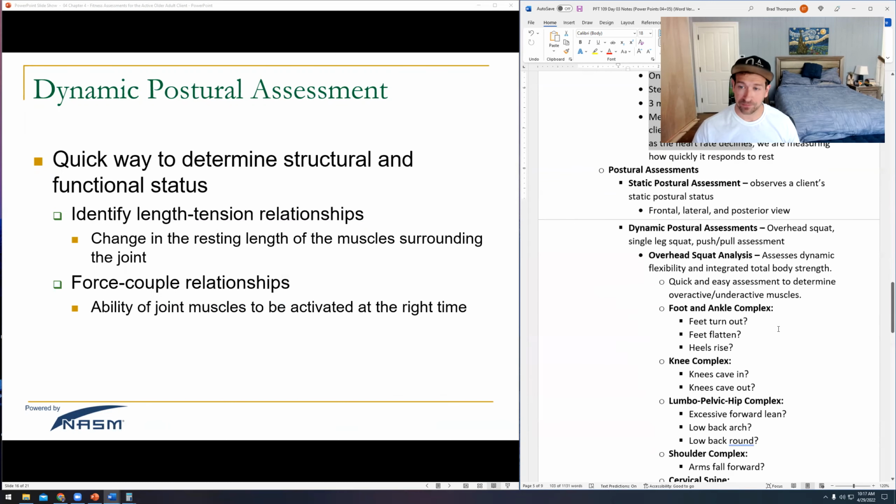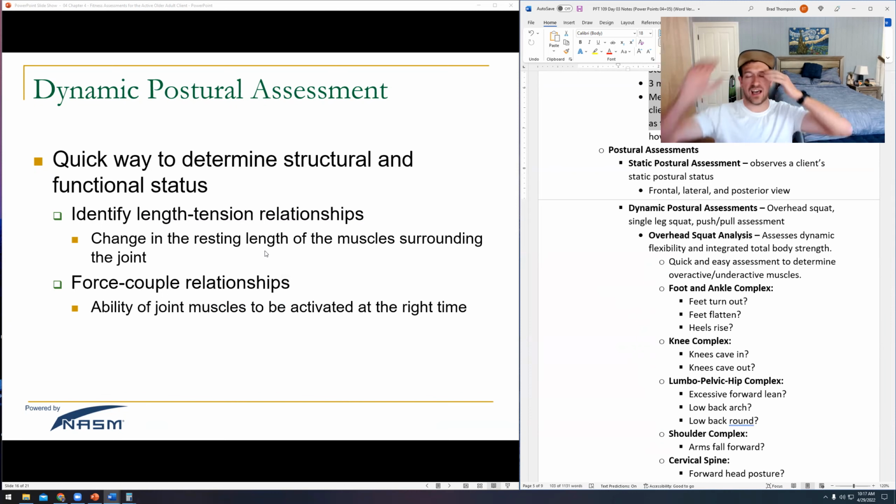All right. Next one is what we've been talking a lot about over the last couple of weeks. Obviously, our last 3 meetups have all been based around the overhead squat assessment and identifying what that means and how posture works. But just as a quick review, dynamic postural assessments are one of the quickest ways to identify the status of how your client can actually move, right? It helps us identify their length tension relationships. Remember, length tension relationship is the length of a muscle and how much tension it can generate.